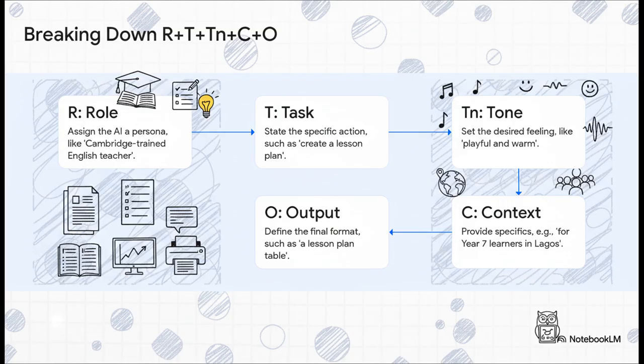What exactly do you want it to do? Be specific. Then we have TN for tone. What kind of vibe are you going for? Formal, playful, encouraging? C is for context. This one's huge. Who is this for? And finally, O is for output. What format do you need it in? A list? A table? A paragraph?